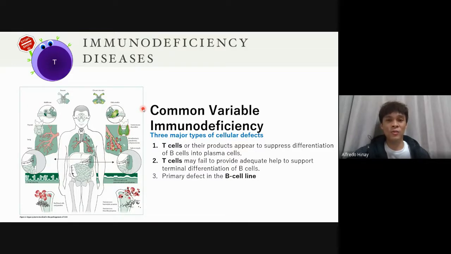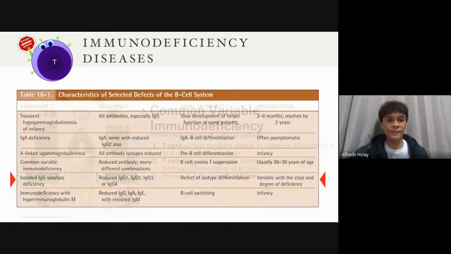Right? So the first two reasons, class, we are considering that maybe the T cell is the problem. Maybe the T cell released cytokines that impede or halt the differentiation and maturation of your B cell. Second, probably your T cell is not producing enough cytokines for the development of your B cell. And third, lastly, maybe the B cell itself is really the problem. That is why we get common variable immunodeficiency.